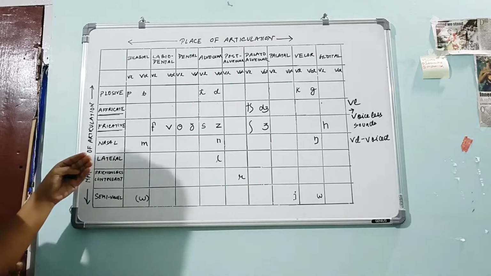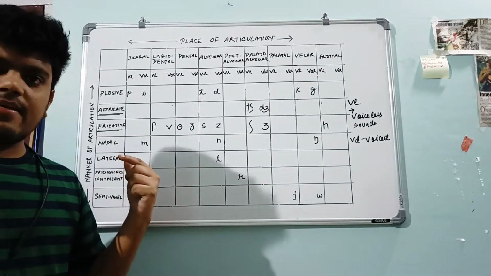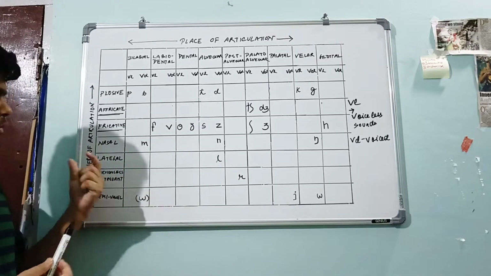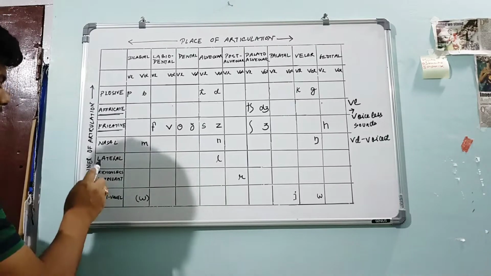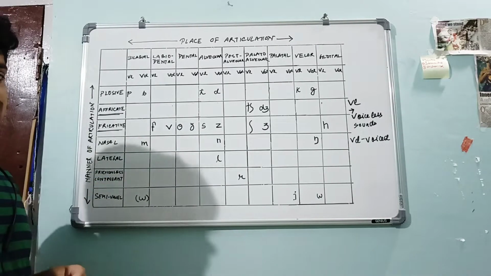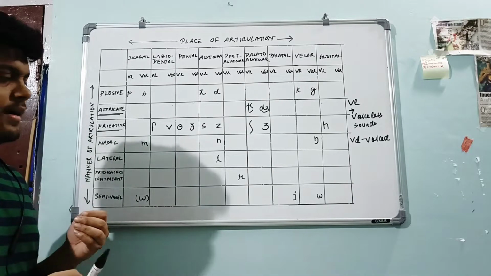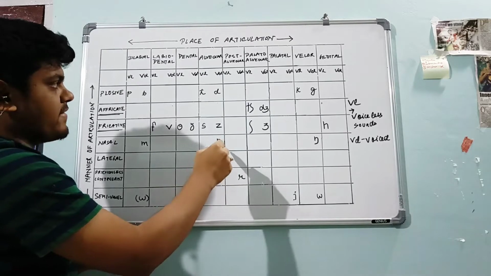Then comes the nasal sounds. Nasal sounds are produced when the oral cavity is closed completely and the air is released through the nose: ma, na, and nga. Then the lateral sounds. Lateral sounds are produced whenever the air is passed through the sides of the tongue: la, alveolar lateral. This is a voiced sound.